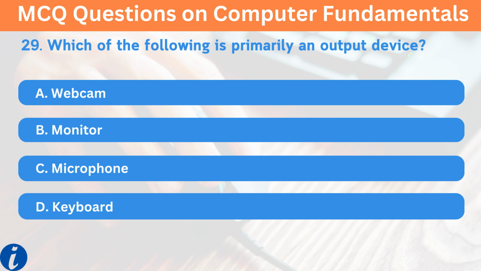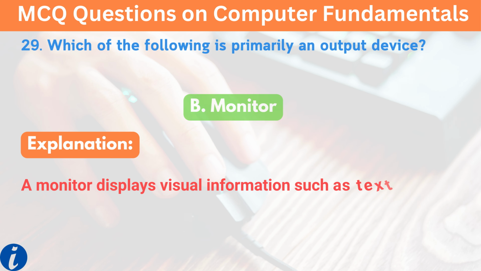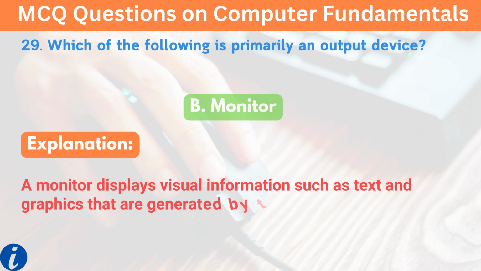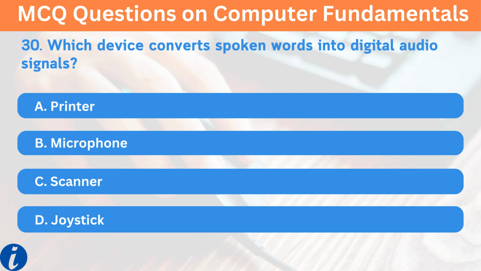29. Which of the following is primarily an output device? A. Webcam. B. Monitor. C. Microphone. D. Keyboard. The correct answer is B. Monitor. Explanation: a monitor displays visual information such as text and graphics that are generated by the computer, functioning as an output device.